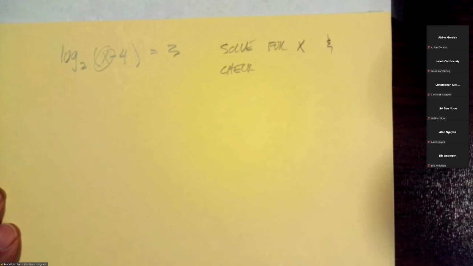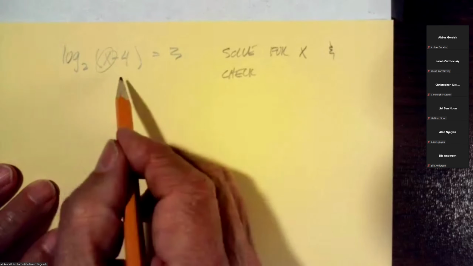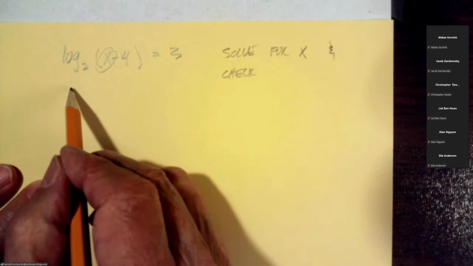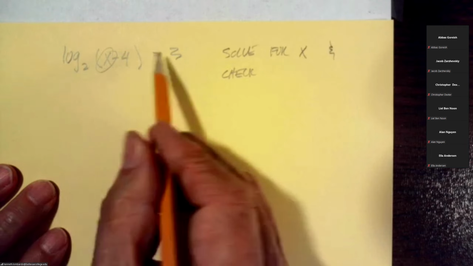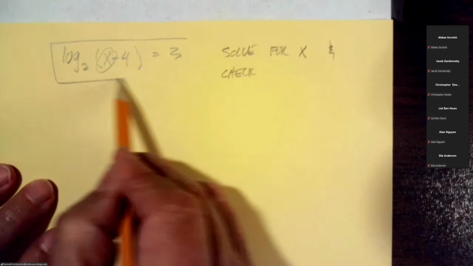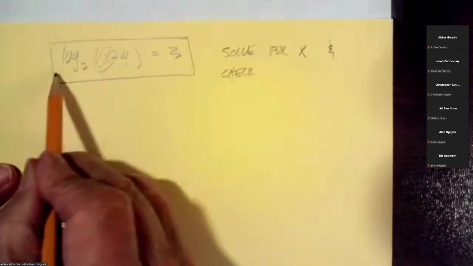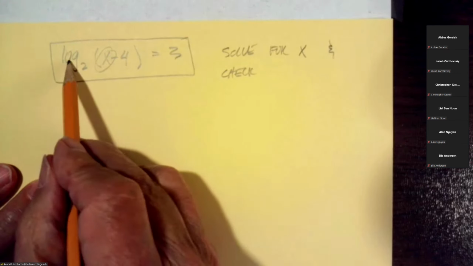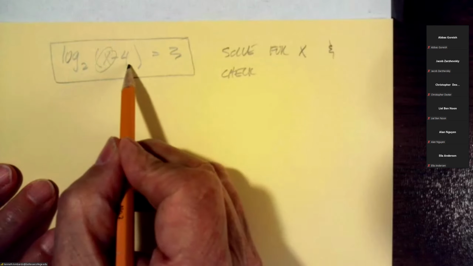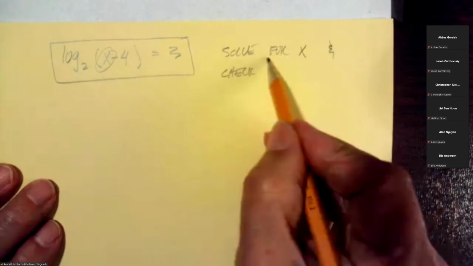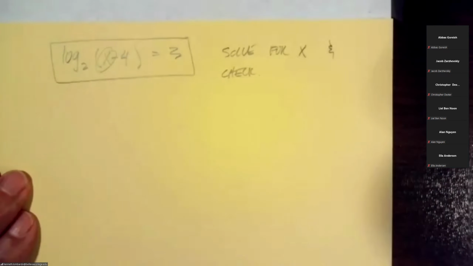I would do the log to both sides. Okay, so what would you like to do? What should I write down? Log base 2 times x plus 4 plus log base 2 equals 3 minus log base 2 x plus 2. Now this is what we're given. We're given log base 2 of x minus 4 equals 3, and we want to solve for x and then check our value.